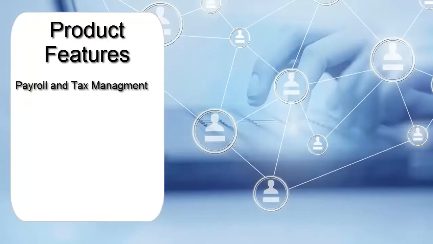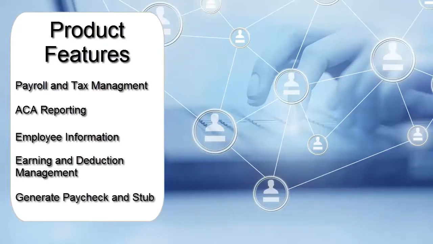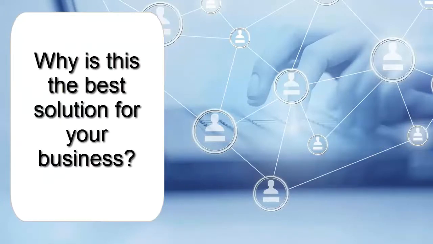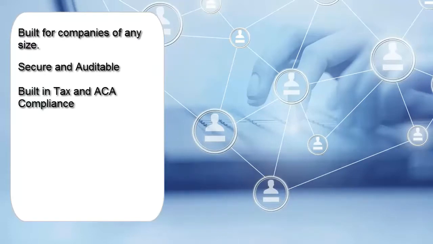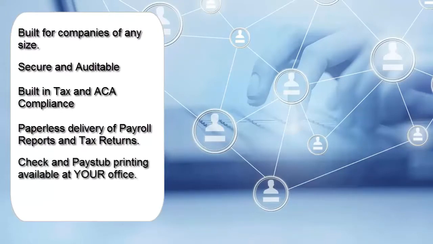Our product features payroll and tax management in one solution, ACA reporting, employee information updates, earning and deduction management, as well as check and stub processing. So why is this the best solution for your business? Well, our software was built for companies of all sizes. It's secure and auditable, with built-in tax and ACA compliance, paperless delivery of check and stubs, as well as reporting.